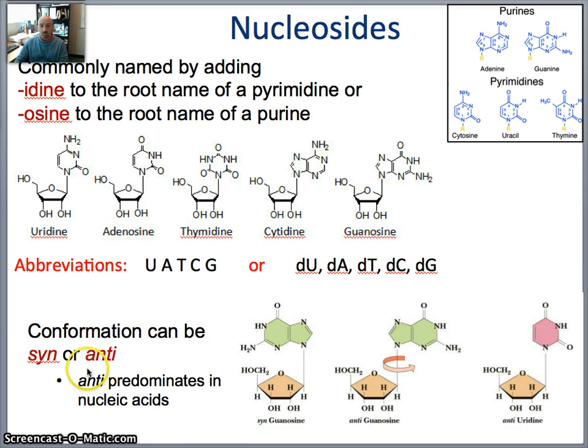All right, next we can talk about the conformation. That conformation could be syn or anti. Anti is what predominates in nucleic acids, which means that the base is turned outwards and not exactly perpendicular over the sugar. Here you can see with syn, the base is directly above the sugar. With anti, that base is shifted out to the right. Other things to note, we use the abbreviations U, A, T, C, and G for these nucleosides, or we can add a D in front, which tells us we have the deoxy form.